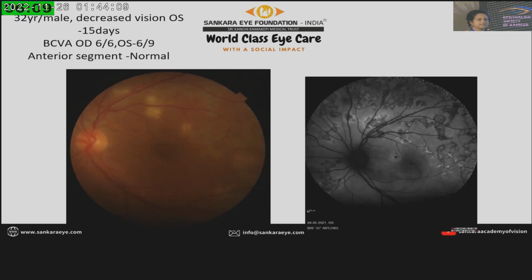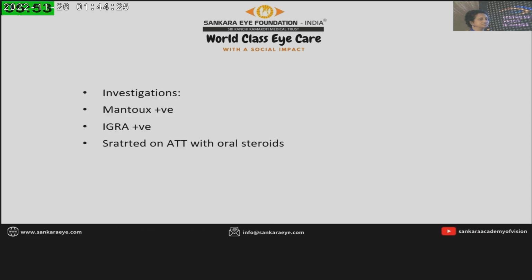Here is another case of choroiditis, a serpiginous choroiditis. A 32-year-old male, again with decrease in vision, and the anterior segment is normal. You can see multiple yellowish-white lesions along the superior arcades. The autofluorescence shows some healed lesions and some active lesions. On investigation, this patient was Mantoux positive and IGRA positive.